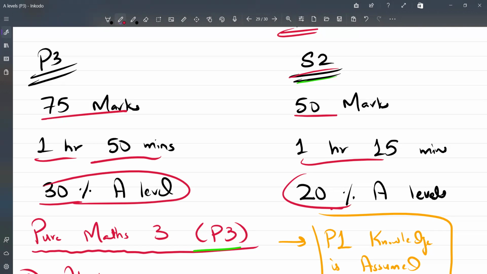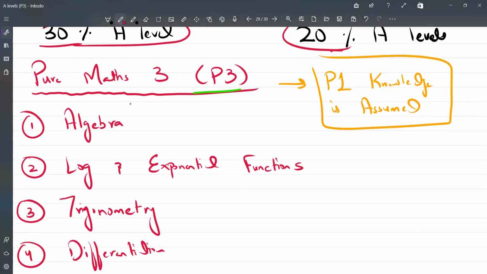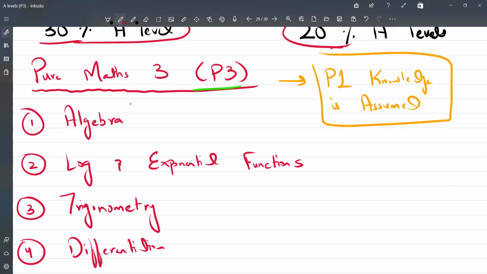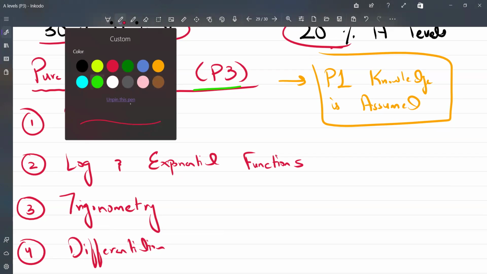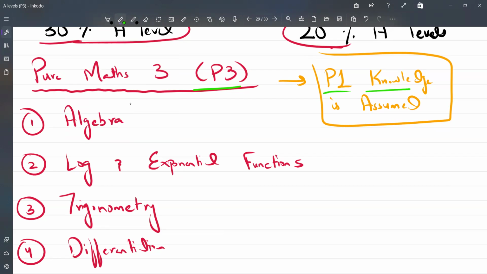Okay, so if we talk about the syllabus content, starting with P3, that is pure maths 3. You should know that if you are studying P3, P1 knowledge is assumed. All the content of P1 should be at your fingertips while studying P3. So if you want to revise your content, do that before starting with the P3 syllabus. So, let's take a look at the topics, chapters.